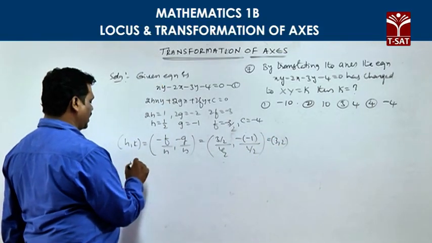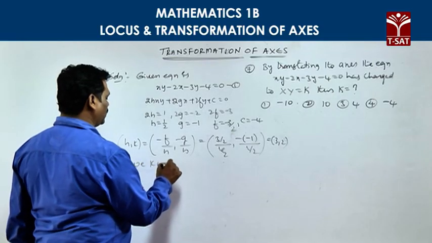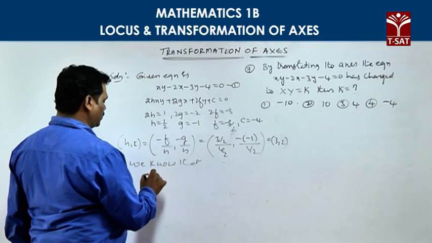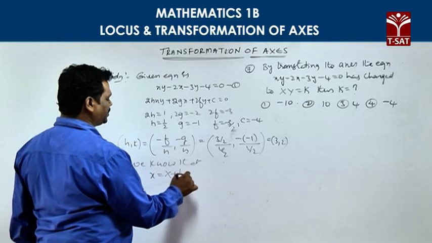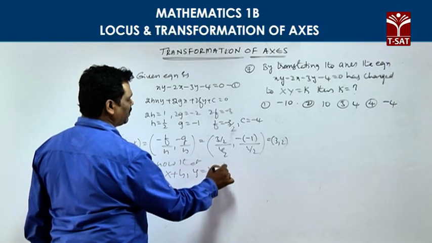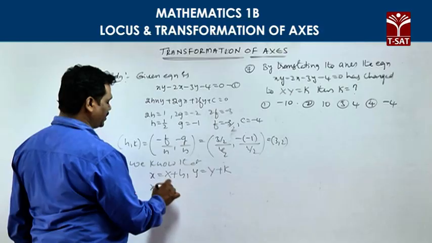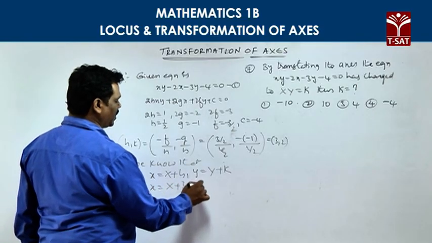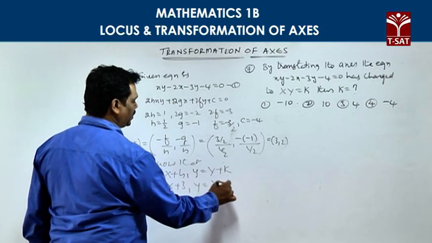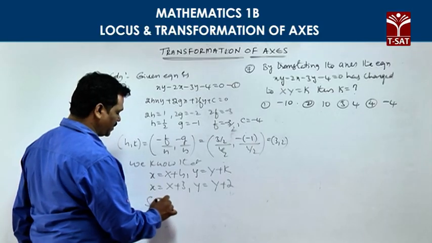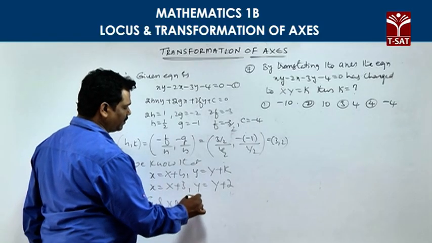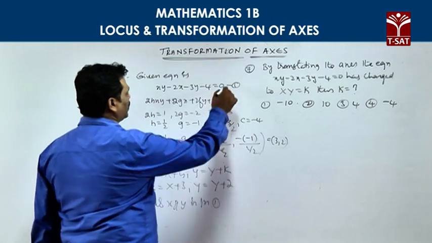So here we know that small x is equal to capital X plus h, small y is equal to capital Y plus k. So here small x is equal to X plus 3, small y is equal to Y plus 2. Substituting x and y in equation number 1.